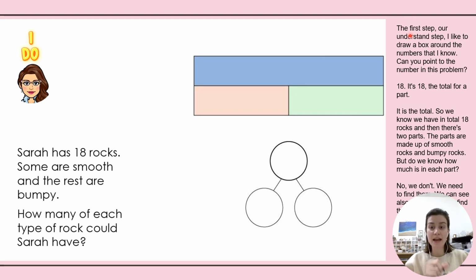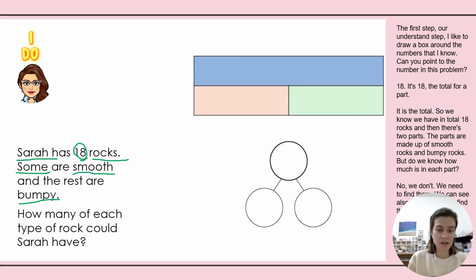So the first step, our step 1, understand it, is I want to draw a circle or underline what I've been given. Okay, so I'm going to do that now. So I know that Sarah has 18 rocks, and I'm drawing a circle around the number 18 because that's the most important part of that. Some are smooth. I'll underline the word some. Some are smooth, and the rest are bumpy. So I know Sarah has 18 rocks. Some are smooth, some are bumpy.